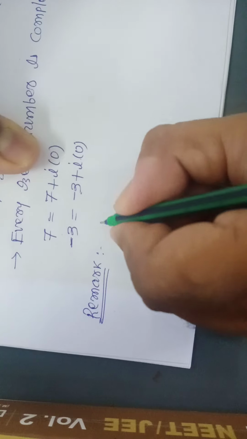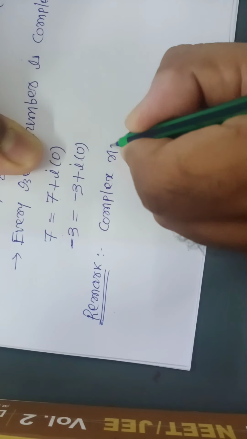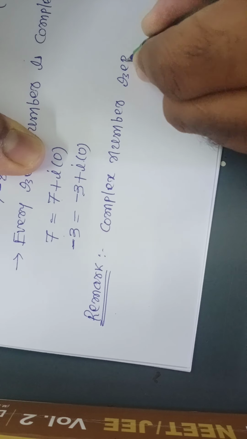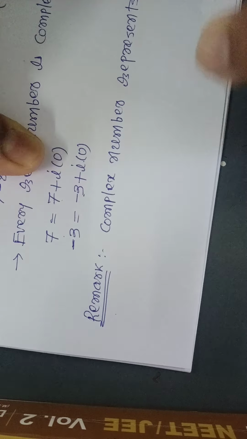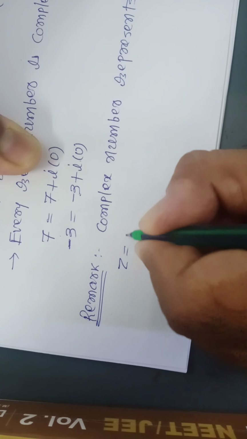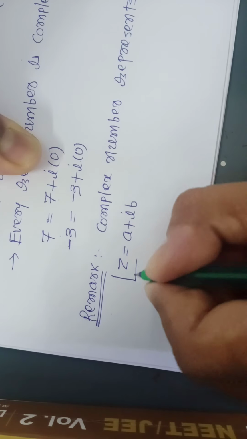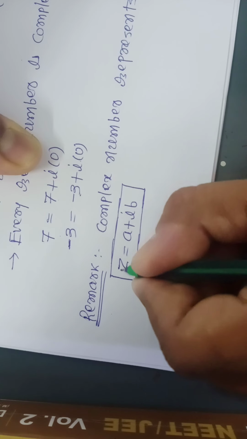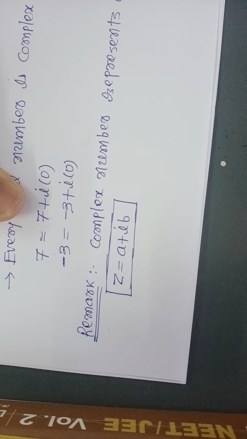A complex number is represented as z equals a plus ib. It means a complex number is denoted as z equals a plus ib, right?